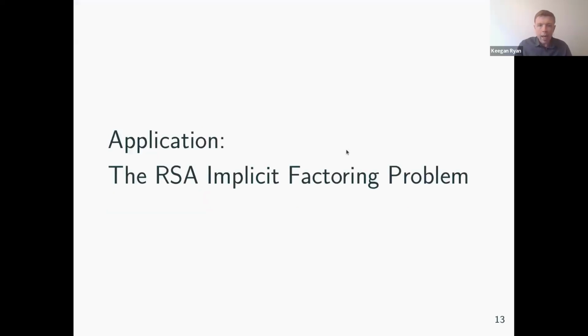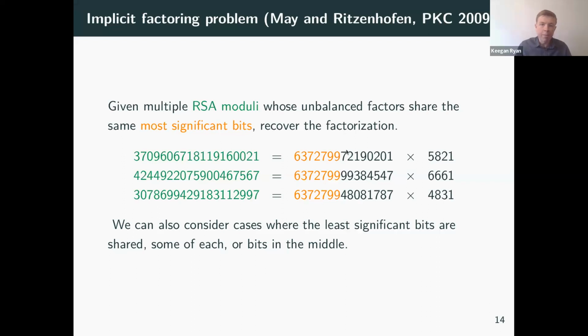So we have a way to solve the hidden number problem with small unknown multipliers. And we're looking for ways to apply this problem in other situations. One such situation that came up was the RSA implicit factoring problem. Now, the RSA implicit factoring problem has nothing to do with Mega, but it does involve RSA moduli, in particular RSA moduli with unbalanced factors.